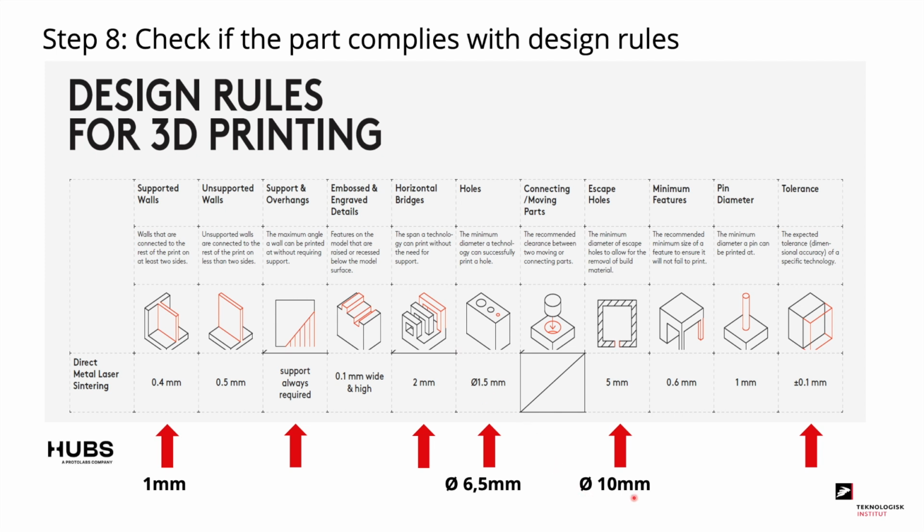And the escape holes where we need to get our powder out have a diameter of 10 millimeters, so that's not a problem either. And finally, we can easily live with the tolerances of plus minus 0.1 millimeter. Consequently, we can see that the robot gripper complies with the general design guidelines for SLM.